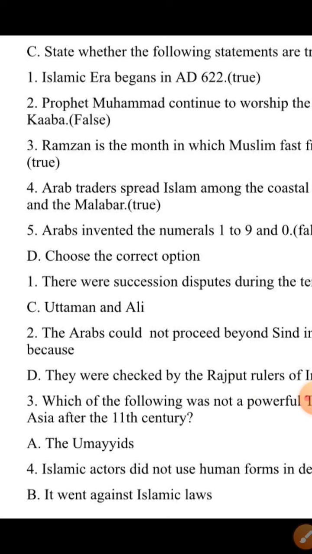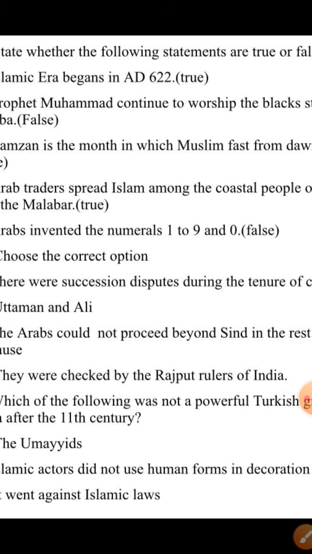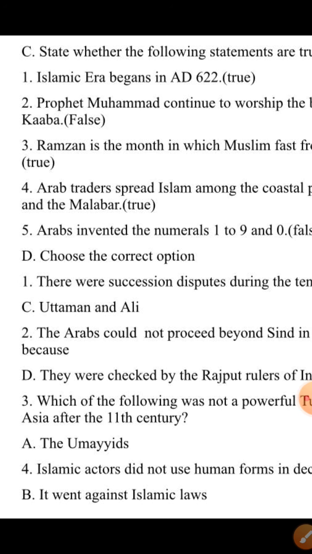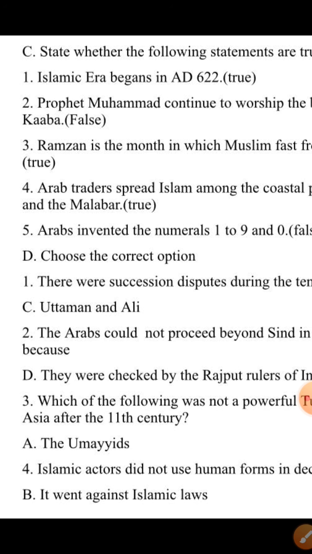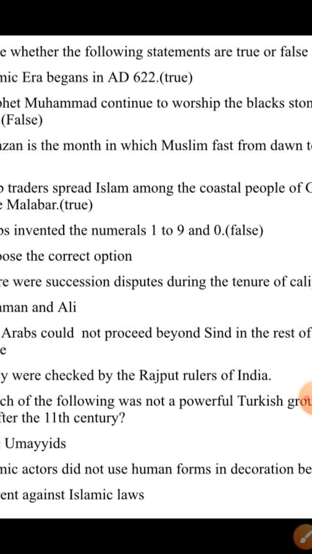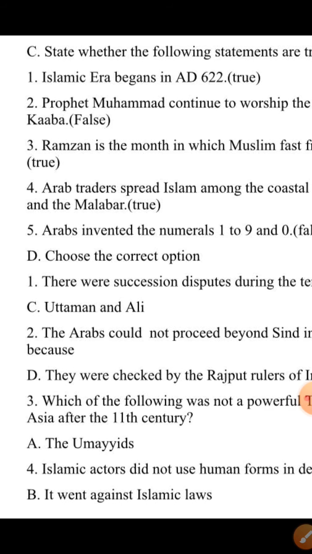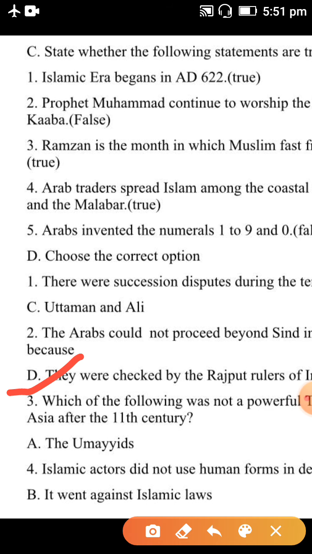There were succession disputes during the tenures of the Khalifas. So the right answer is between whom? So the answer is Uthman and Ali. Second one is the Arabs could not proceed beyond Sindh into the rest of India because they were checked by the Rajput rulers of India. This is the D1 is the answer.